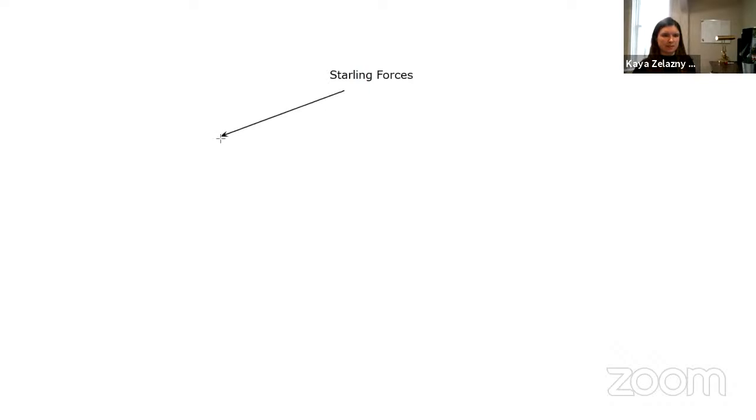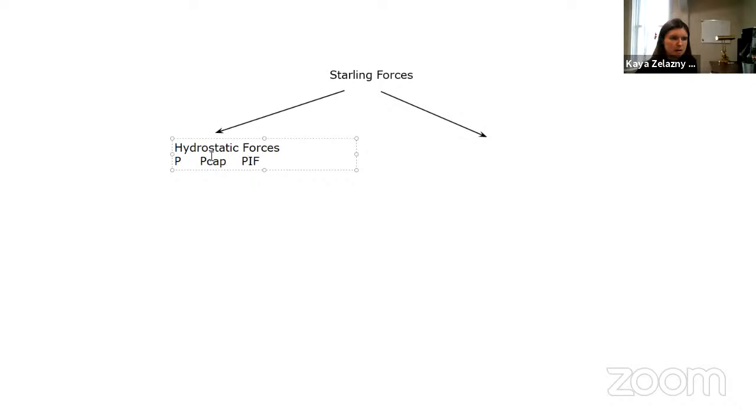Great. Okay. So our Starling forces, we have two types, and then we're going to have each of these coming from the capillary and values for the interstitial fluid. So over here, to begin with, we have our hydrostatic forces. Okay. So those are anything that starts with P, right? So that's pressure from the capillary and pressure from the interstitial fluid. Subscripts are hard, but those would be subscripts, the cap and the IF.